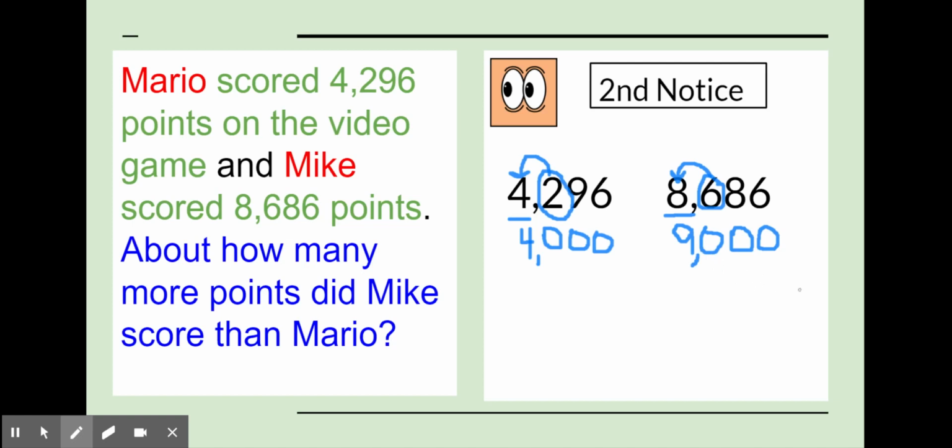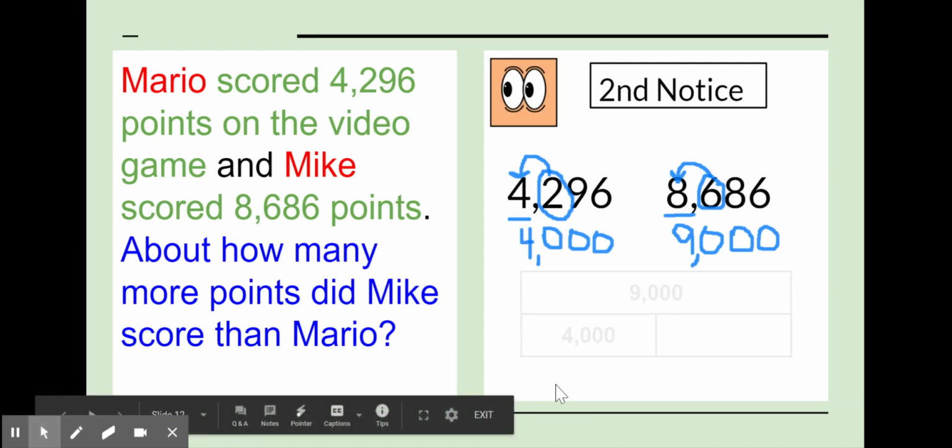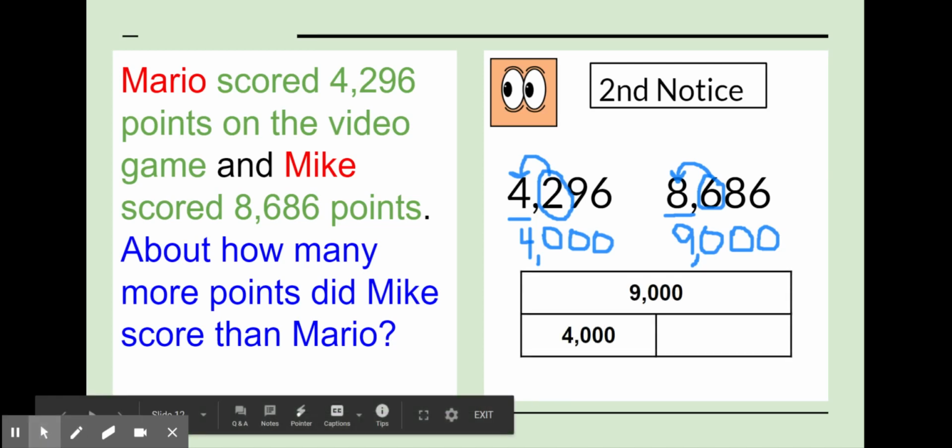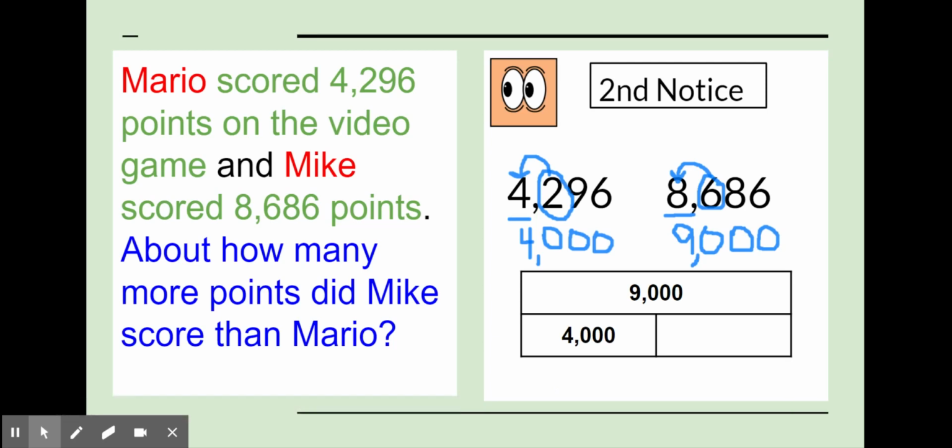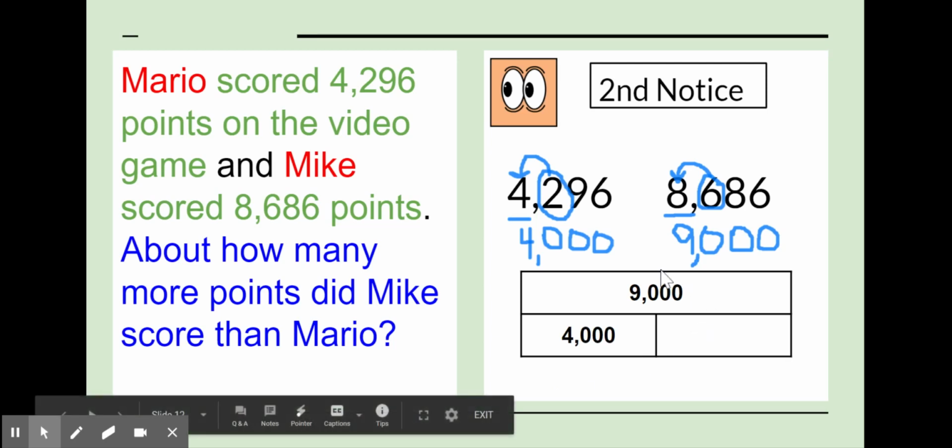Now that we have rounded our numbers, we can draw our model. Looking at our question, it asks about how many more points did Mike score than Mario. We know in our story that Mike scores more points than Mario, but we want to know the difference between the two scores. And when we want to know the difference, we use a whole-part model. We know from past videos that to fill in a whole-part model, we place the larger number in the whole, the smaller number in the part, and we subtract these two numbers to get our difference.